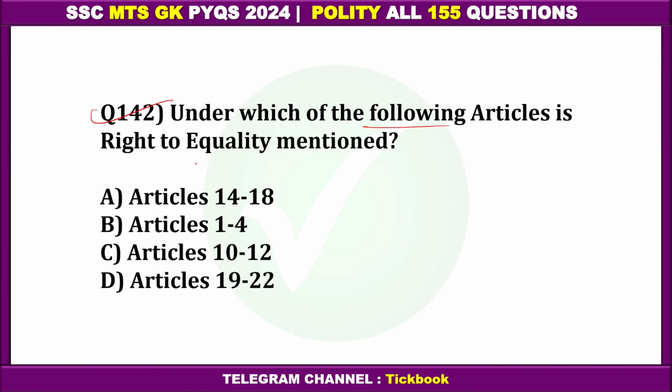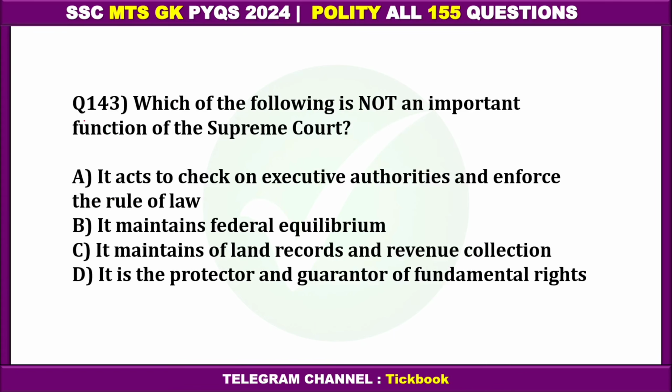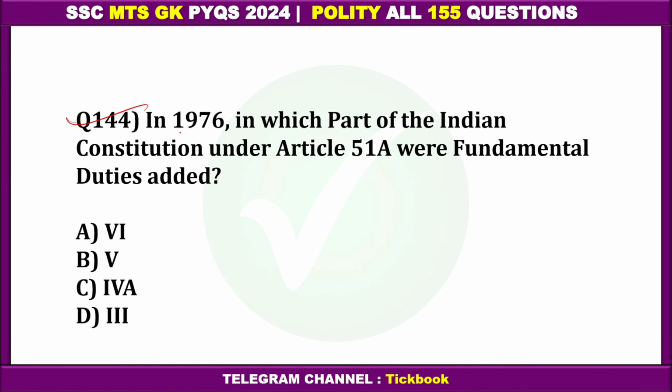142. Under which of the following articles is the right to equality mentioned? Right to equality. Option number A, Article 14 to 18. 143. Which of the following is not an important function of the Supreme Court? Option number C, it maintains land records and revenue collection. It is not its function.